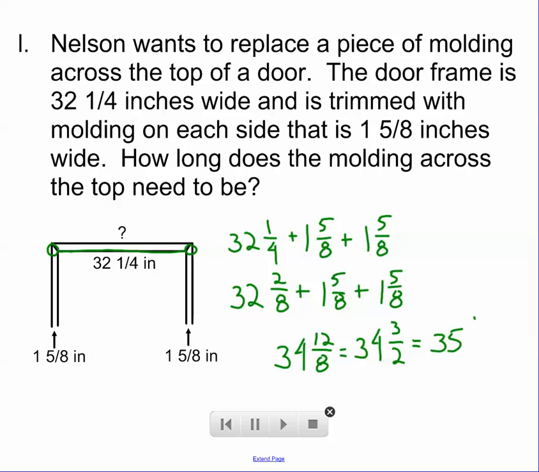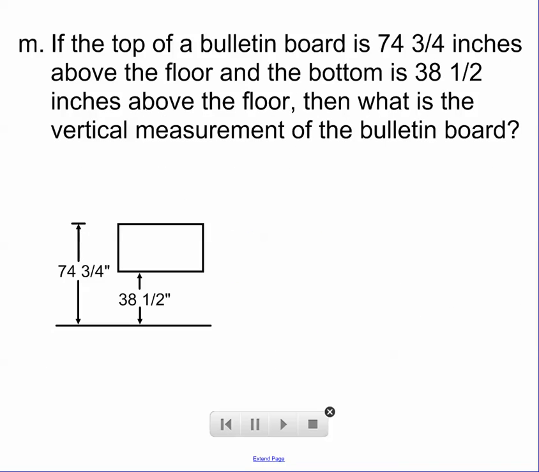And then we got to change this into a proper mixed number here. 2 goes into 3 one time. So add 1 to the 34, and make it 35. You got 1 left over, so that's your 1/2. So there's addition of fractions in the real world.